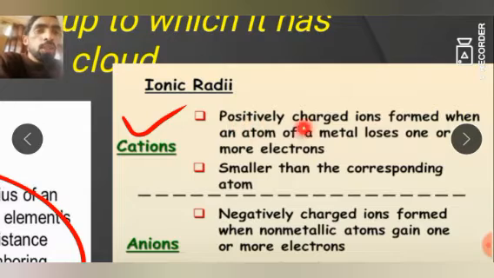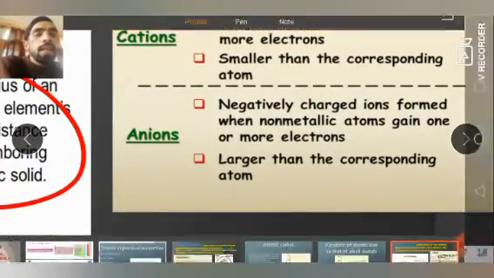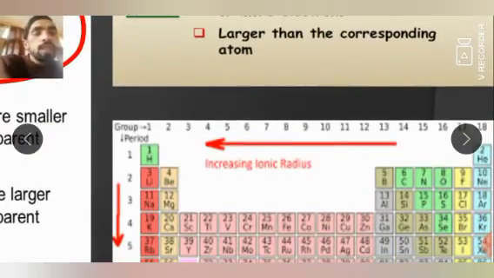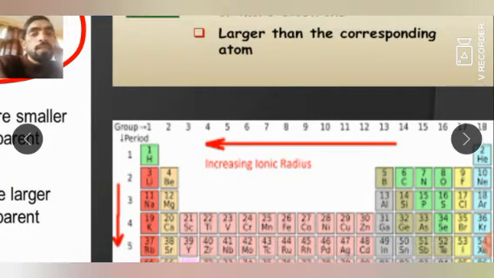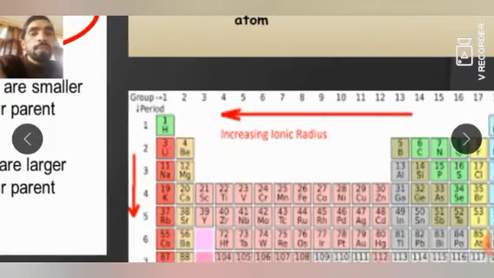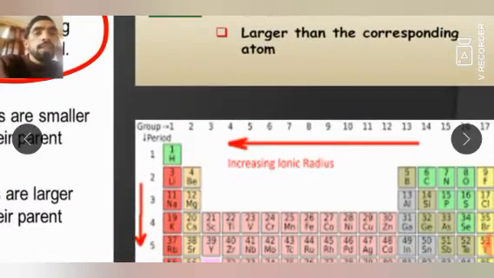A positive charge will be carried by any atom when it loses one electron, whereas an ion carries a negative charge when it gains one electron. This is the difference. Cations are smaller than their corresponding atoms, and anions are larger than their corresponding atoms. This arrow shows increasing ionic radius from right to left, or decreasing from left to right. Down the group it also increases, as with atomic radius.